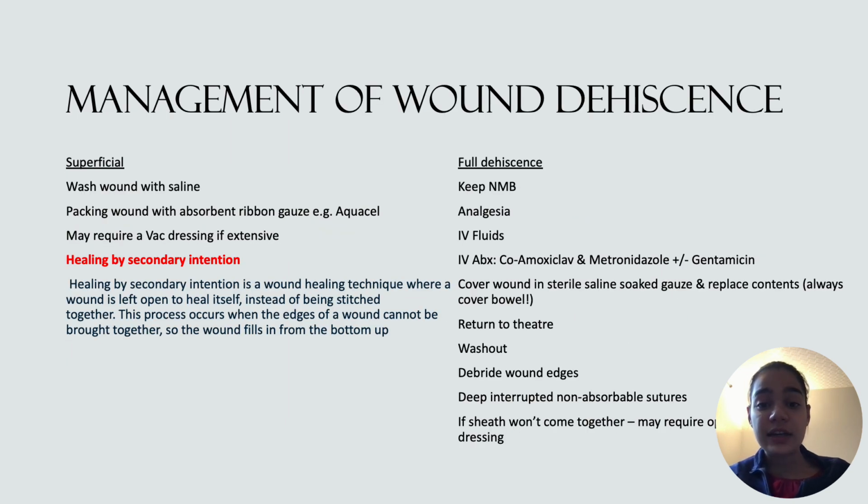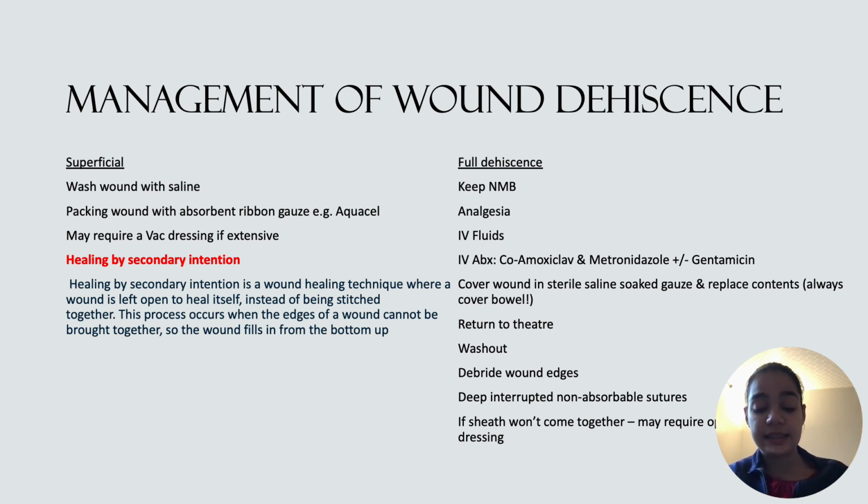So next we have the management of wound dehiscence. So if it's superficial, you want to wash the wound with saline, potentially pack the wound with an absorbent ribbon gauze. There may be a vac dressing needed if extensive, and then we want to encourage healing by secondary intention. So what does this mean? This is when a wound is left to heal by itself, so it's left open instead of being stitched together. And this happens when the edges of the wound can't be brought up together. So in essence, the wound sort of heals from the bottom to the top of the wound.